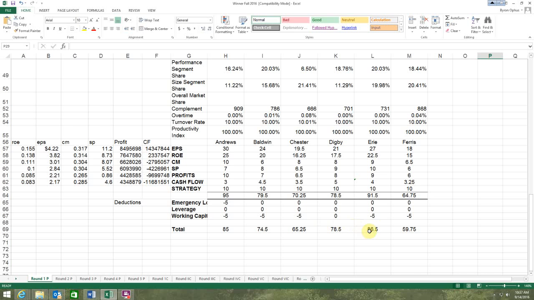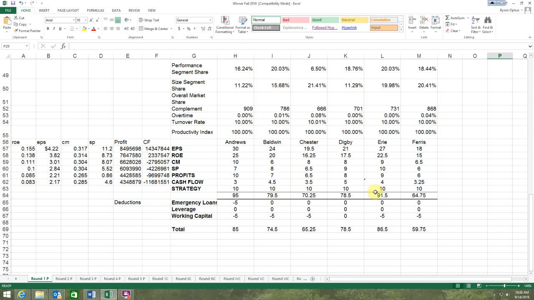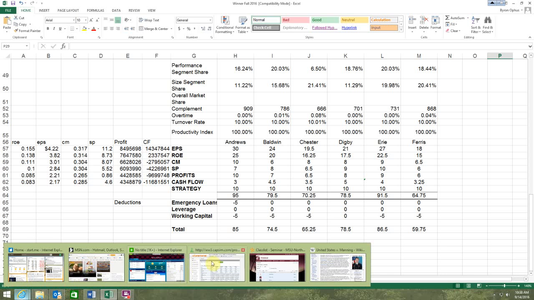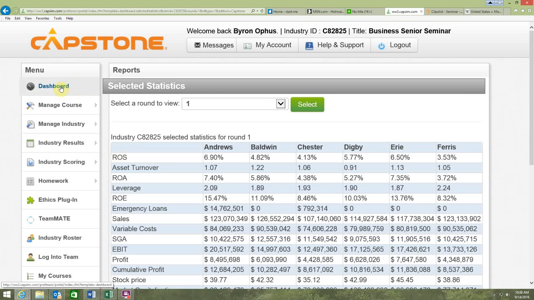So we ended up with a really tight race, but Team Erie came out on top barely over Team Andrews, and Team Andrews had higher profits and whatnot, but that emergency loan, I couldn't let that slide. In a scoring system, I'm sorry, I just couldn't let an emergency loan slide, and so that's why we have the deduction there. Basically, that's the reason Erie jumped ahead of Andrews, and so Team Erie, congratulations, and Team Erie then doesn't have to complete the assignment. They'll receive an A for that.